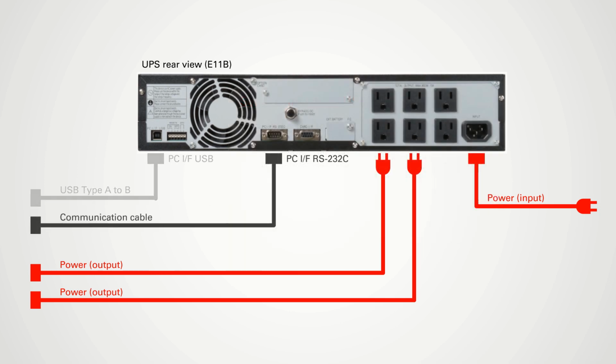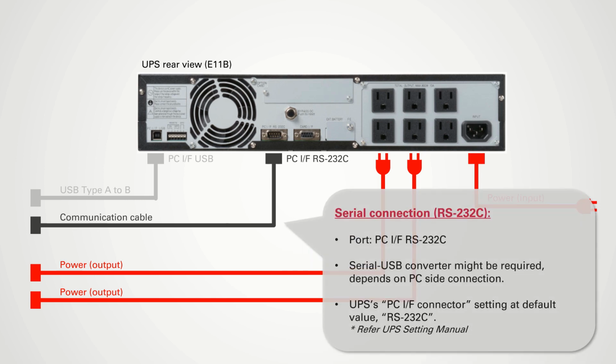If using the serial communication cable, connect it to the PC interface RS232C port at the back of the UPS. Depending on your computer, you might require a serial USB converter for the connection. For the UPS PC interface connector setting, make sure it is the default value, which is RS232C.